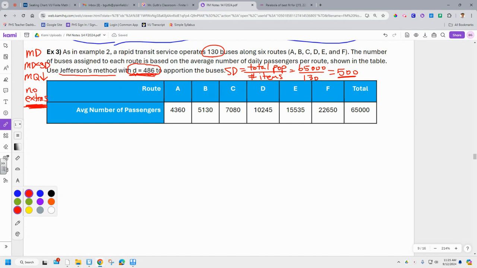They're telling me the modified divisor, but I'm telling you, normally you're going to have to pick something that's less than that 500, and you're just going to have to guess. The modified divisor is 486.